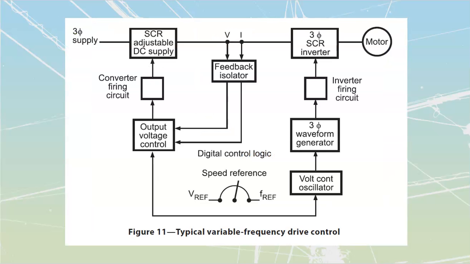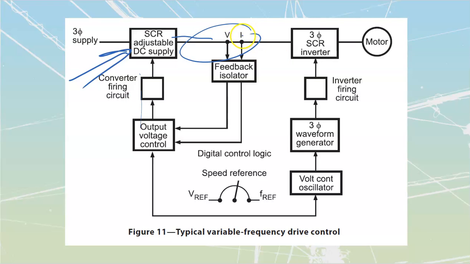They do show a bunch of one-line diagrams for these ones, just once again showing that we've got the SCR adjustable DC supply that's giving my magnitude of voltage. I'm going to feed that voltage through here where I'm going to measure it. Feedback isolator just means that it's not going to be able to feed from one through to the other, but it's going to pass my signal through, so I'm going to measure that, and then I'm going to control that voltage. If it's too low, I bring it up.